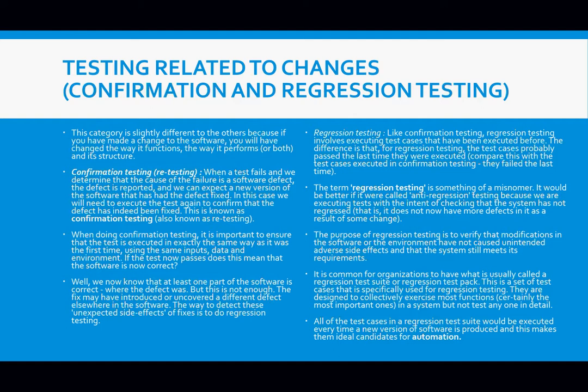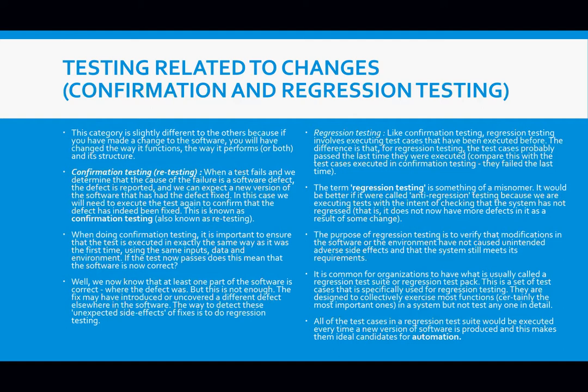Instead of having to run a regression suite of maybe 2 or 3 hours, or sometimes a whole day, you can build an automation suite for that. You align the candidates that need to go into the automation regression suite, so you can use them for your automation. So that is the difference between confirmation and regression.